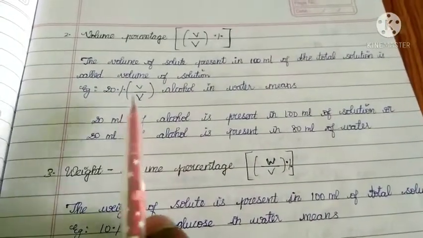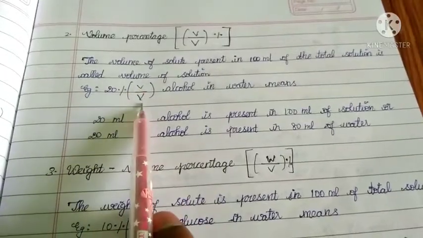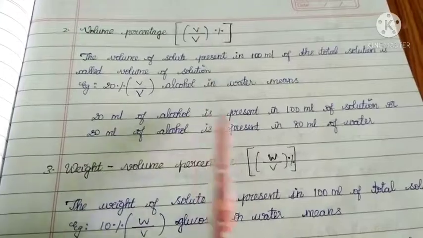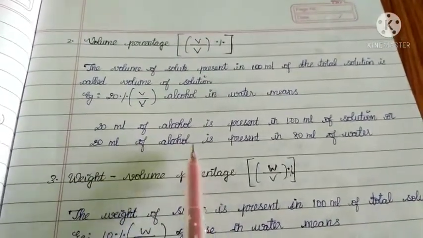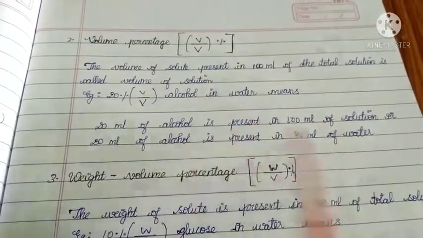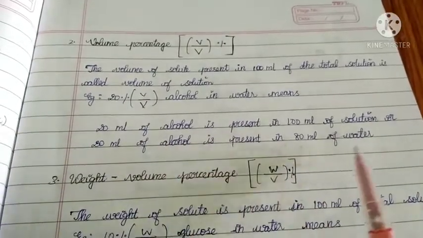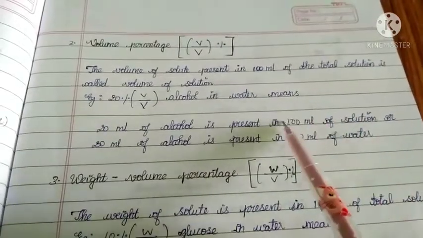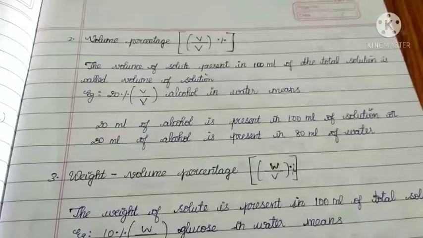If you see the example, then you will get a clear idea as in the previous case. See, 20% v/V alcohol in water means what? 20 ml of alcohol present in 100 ml of solution, or 20 ml of alcohol is present in 80 ml of water. 20 plus 80, how much? 100. Then if you mix this alcohol and water, that is called solution. Here the first statement is telling about solution, the second statement is telling about solvent. That is the only difference.